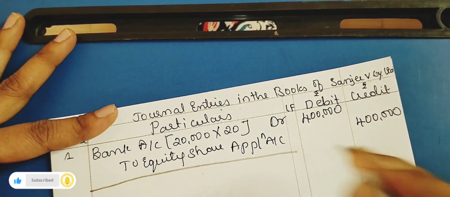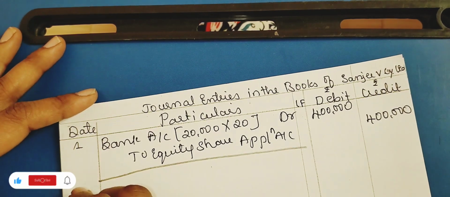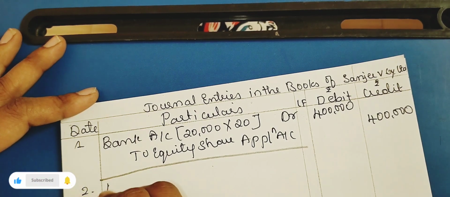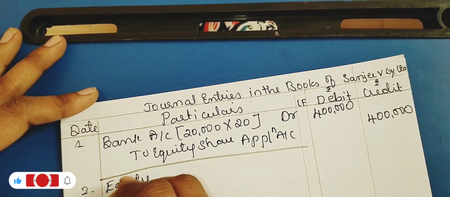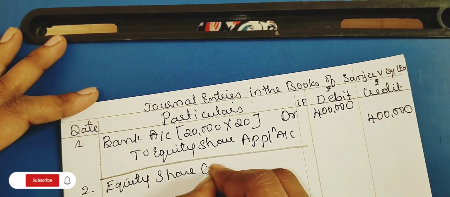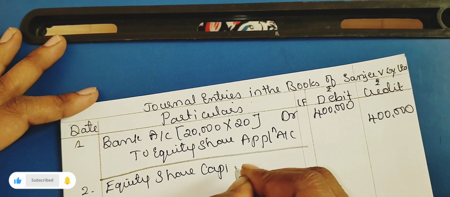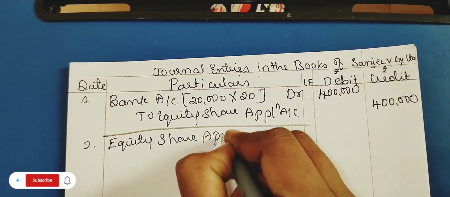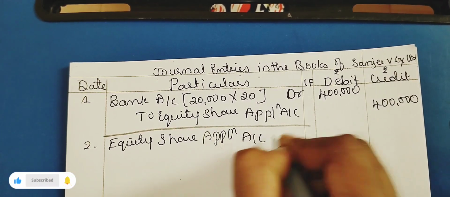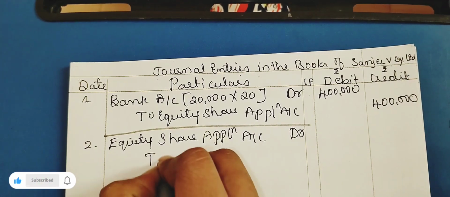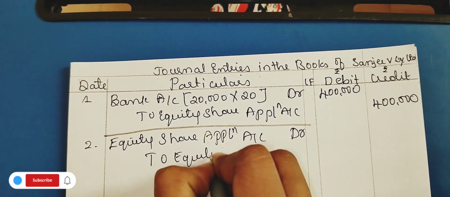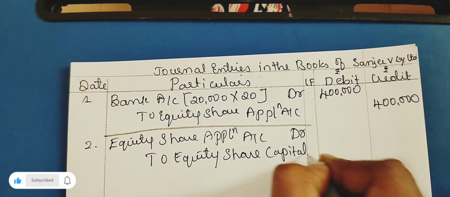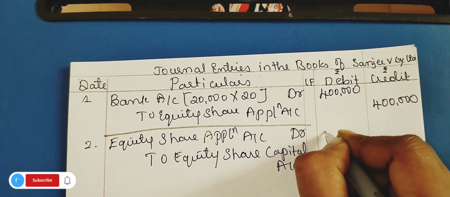Now we need to transfer this application money to which account? Share capital account. For that, we are debiting equity share application account debtor to equity share capital account. Total amount 4 lakh.